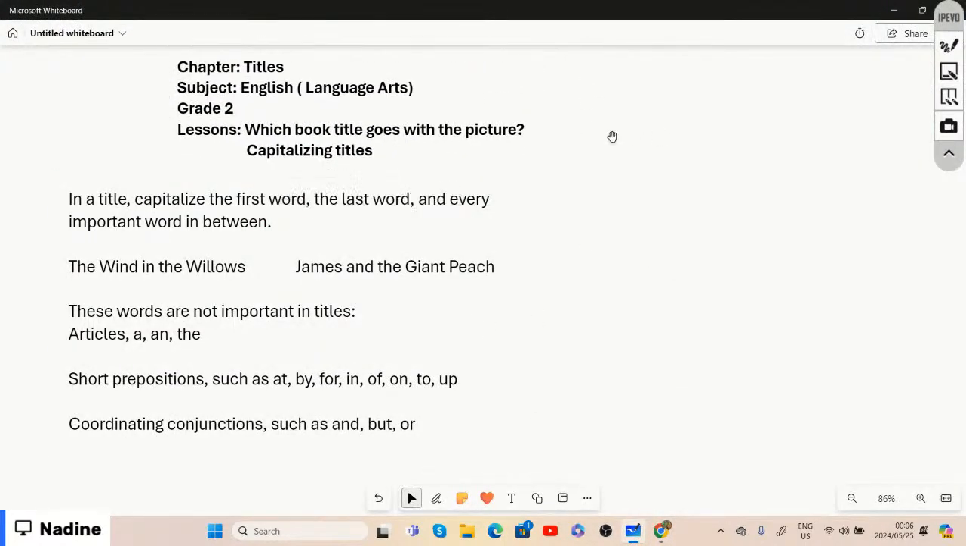So we see our chapter is titles. Our subject is English Language Arts, grade 2. And the lessons that we are going to be focusing on under the chapter of titles are which book title goes with the picture, and capitalizing titles.